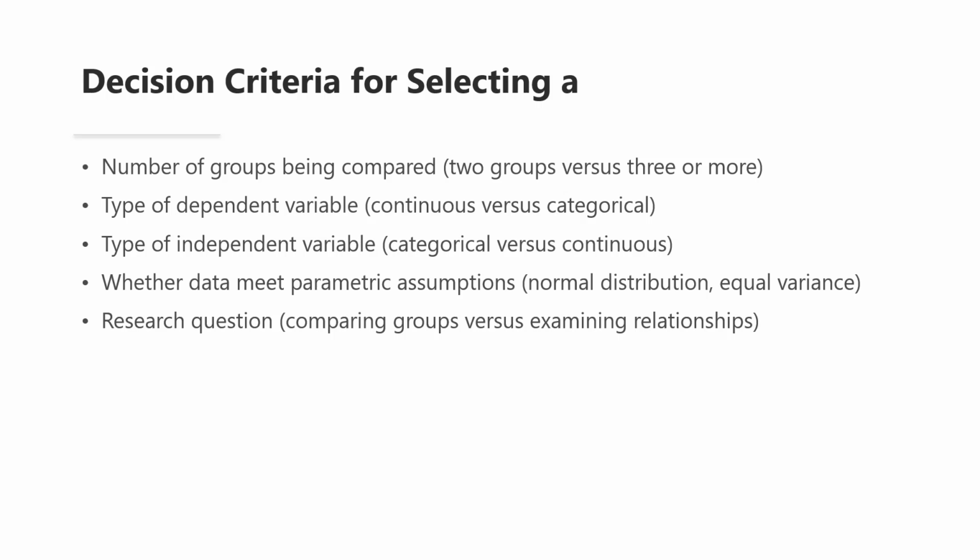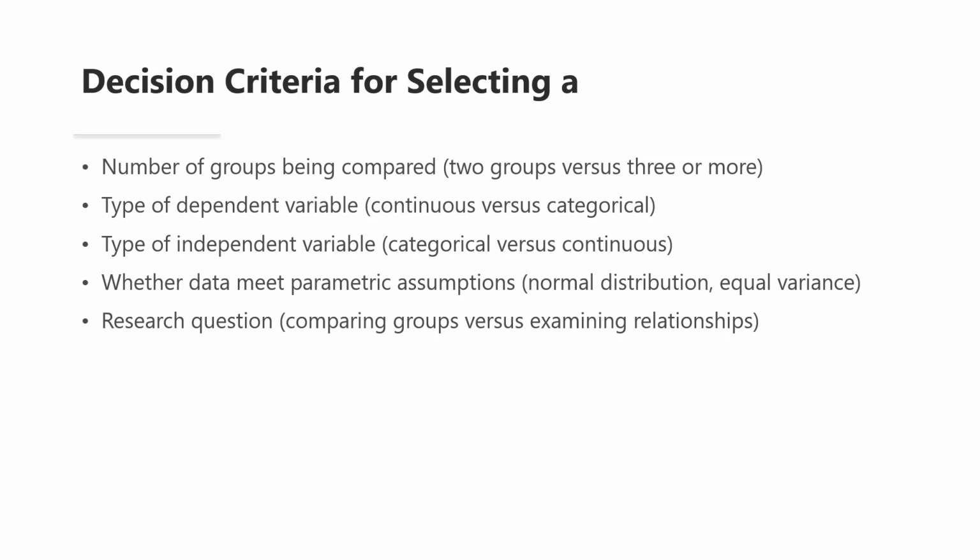Second, consider the type of your dependent variable, which is the outcome you are measuring. Is it continuous, meaning it can take any value along a scale like blood pressure, test scores, or weight? Or is it categorical, meaning it falls into distinct categories like yes or no, male or female, or smoker, former smoker, or never smoked? The type of dependent variable is the most important factor in selecting your test, so pay close attention to this one.